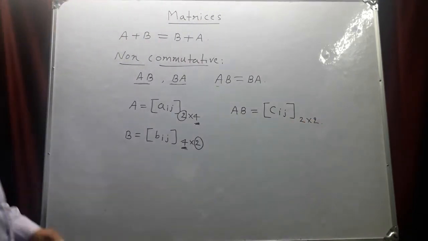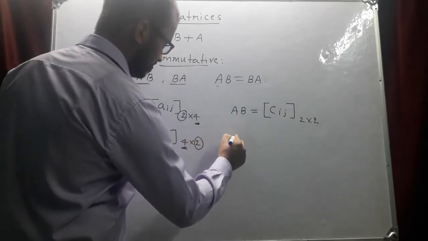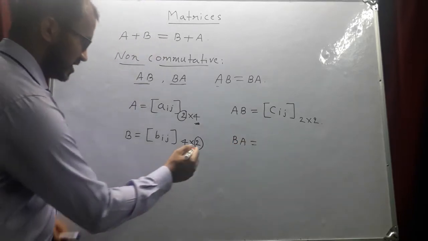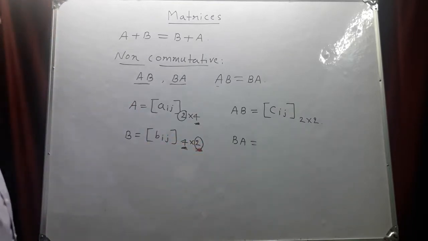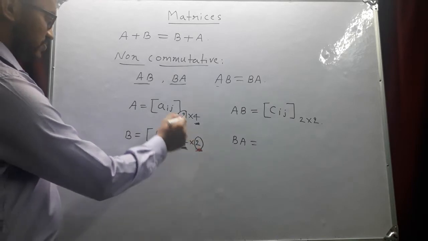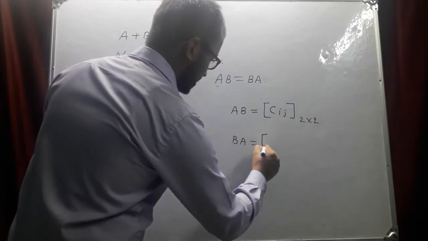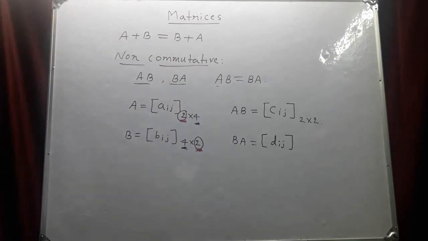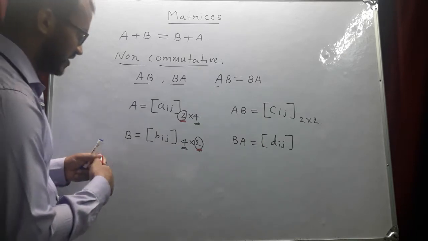Now let us find the product BA. Is it possible to find the product BA? So we can find the product BA because, see here, the number of columns in the first matrix, B, that is equal to the number of rows in the second matrix. So since both are the same, we can find the product BA. Let us take the element as D. And what is the order of the matrix BA? The order of the matrix BA is 4 by 4.